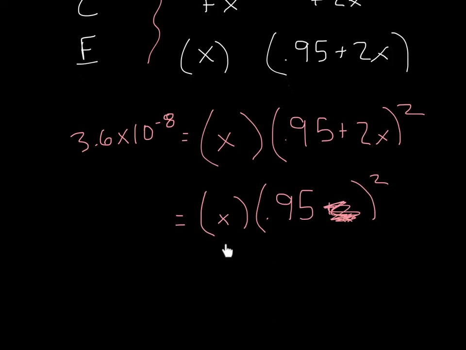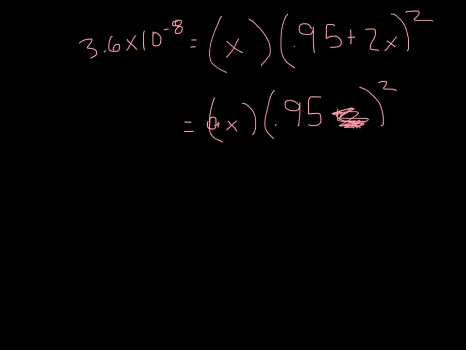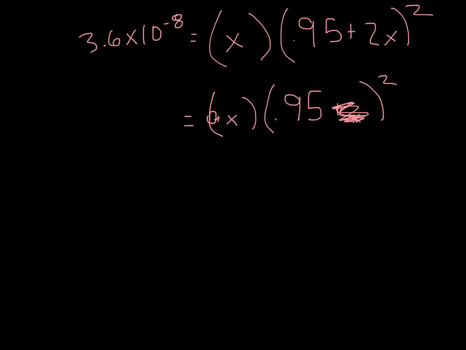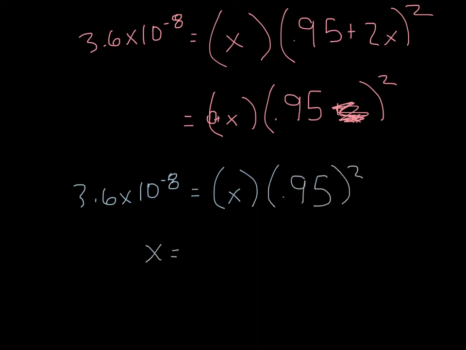A lot of times students have questions, why isn't x negligible here? Well, you have to remember x here is 0 plus x, and something can't be negligible with respect to 0. We'll check at the end to see if my assumption made sense. So now we have 3.6 times 10 to the negative 8th is equal to x times 0.95 squared. When I solve for x, I'll get that x is 4.0-ish times 10 to the negative 8th moles per liter.